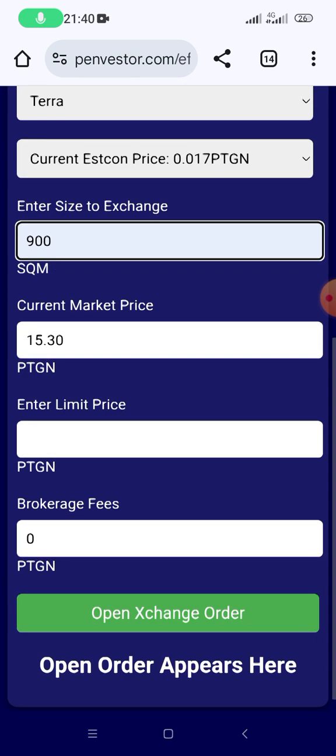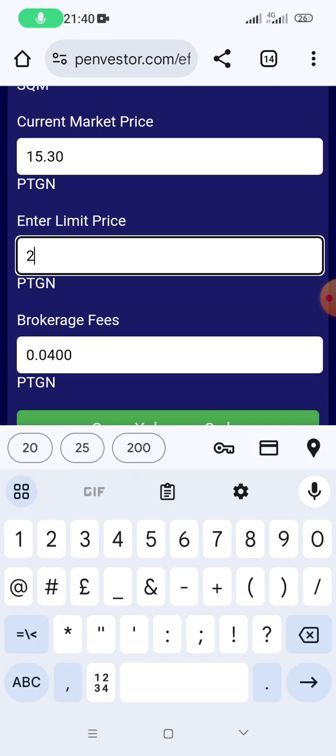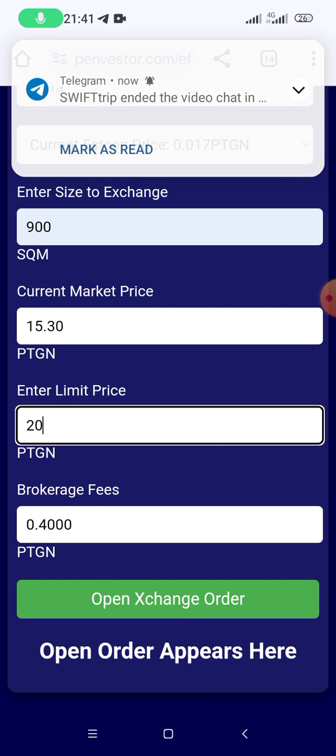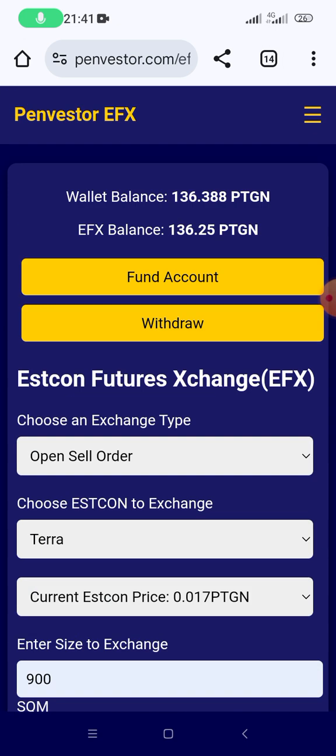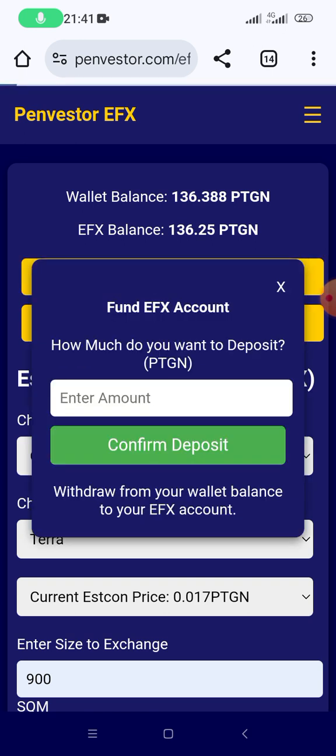The market price is 15. Let me go with 20, because it's a sell order. I'll just go with 20. So this limit price, you can even enter something like 1000 here, 1000 PTGN. You can even enter 5. The minimum is 5. You can go from 5 to even 1 million PTGN once you have it in your EFX balance. So if you want to fund your EFX balance, let's say I want to add funds to my EFX balance, I'll just click on fund. Once you click on fund, just click, this has to load.